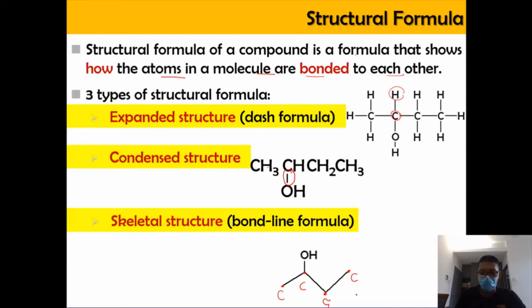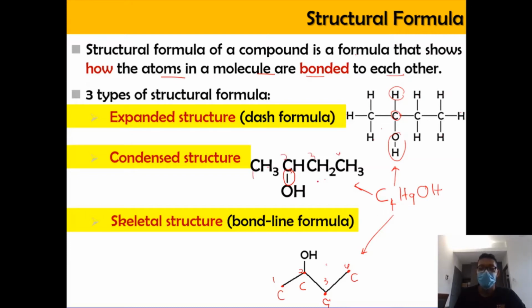Basically, these structures come from the same molecular formula, which is C4H9OH. C: 1, 2, 3, 4, and H: 1, 2, 3, 4, 5, 6, 7, 8, 9, and OH here, the last one. So you can see that with the same molecular formula, you can represent it in 3 different ways, with 4 carbons.